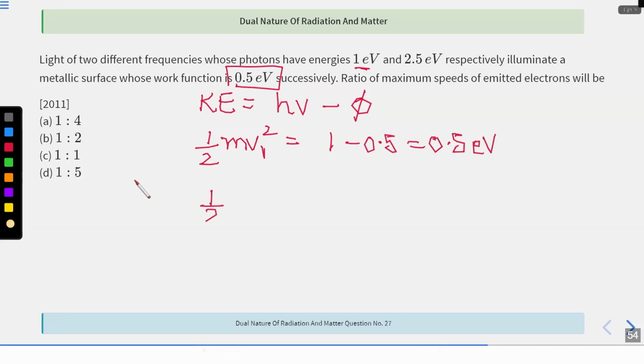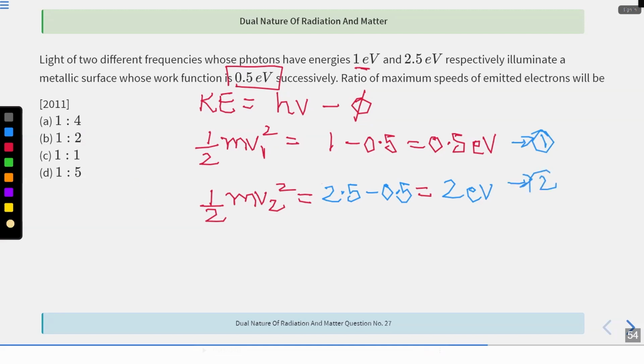Similarly, half mv2 square is equal to 2.5 minus 0.5, and that will be 2 eV. So we've got two equations. Now what I'll do is divide equation 1 and 2.